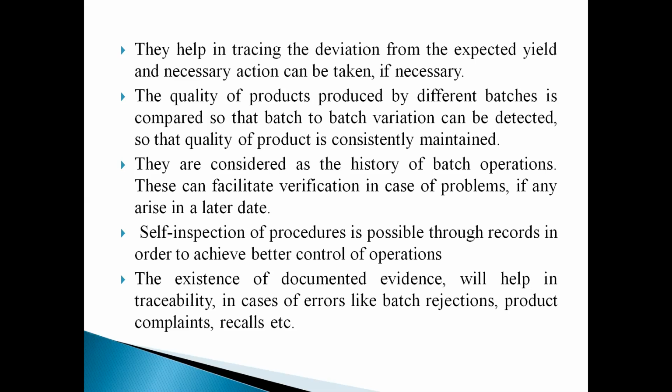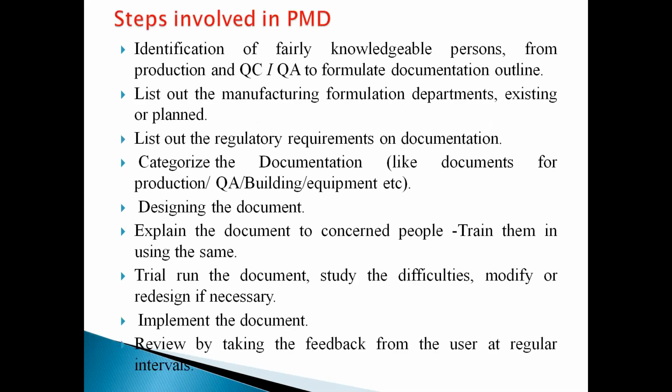So the quality of products produced by different batches is compared so that batch to batch variation can be easily detected and the quality of the product is consistently maintained. They are considered as a history of batch operations and can facilitate verification in case of problems, if any, that arise at later dates. And self-inspection of the procedures is possible through records in order to achieve better control of operations. Then the existence of documented evidence will help traceability in case of errors like batch rejections, product complaints, recalls, etc.